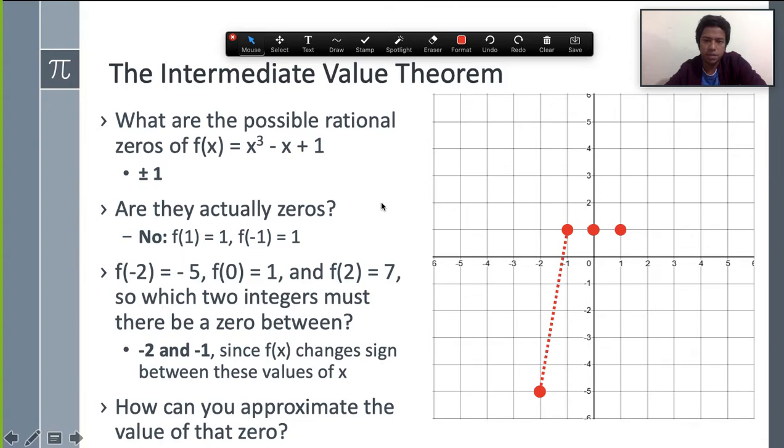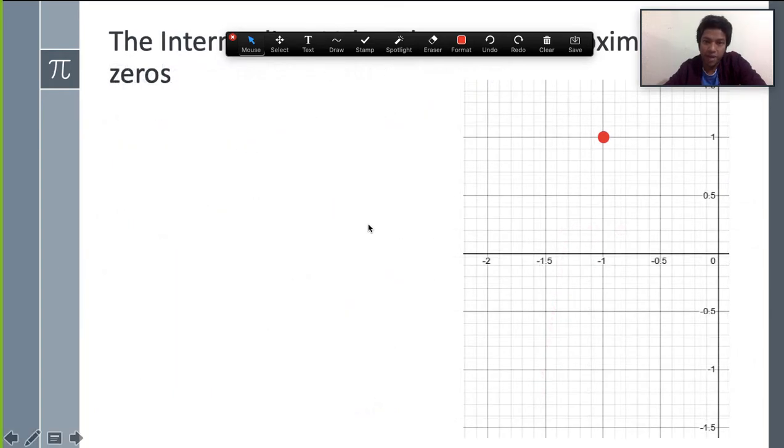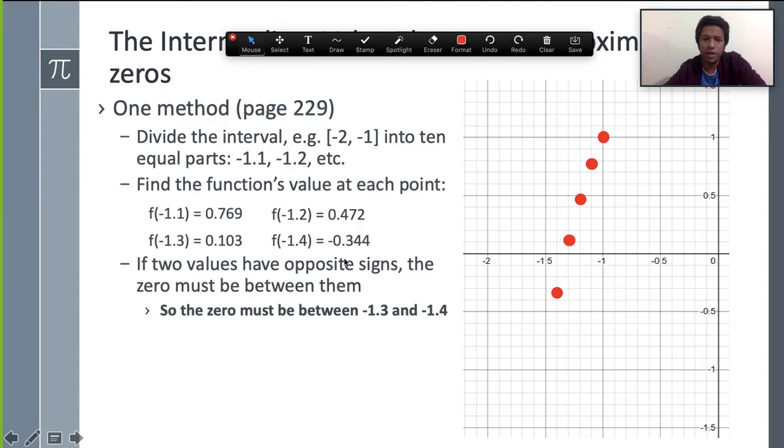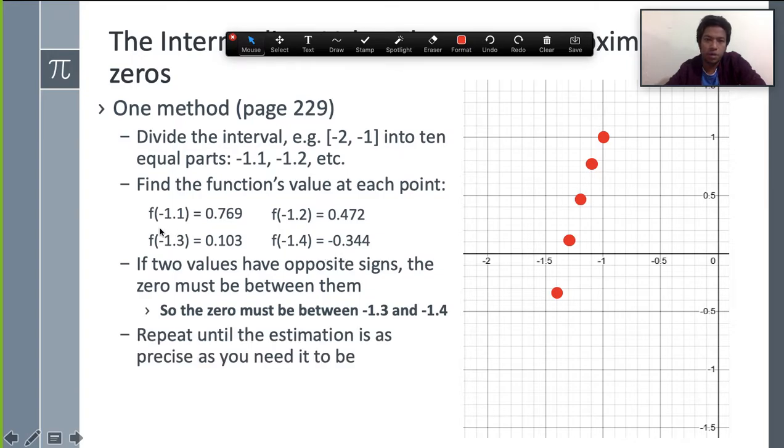Now, how can we approximate it? How do we know exactly where the real zero is? For that, we can put in many values and check where it can be. Suppose we know there are real zeros between minus 1 and minus 2. We put in small values in between, like minus 1.1, minus 1.2, minus 1.3, and then we will be able to approximate where it actually happens.